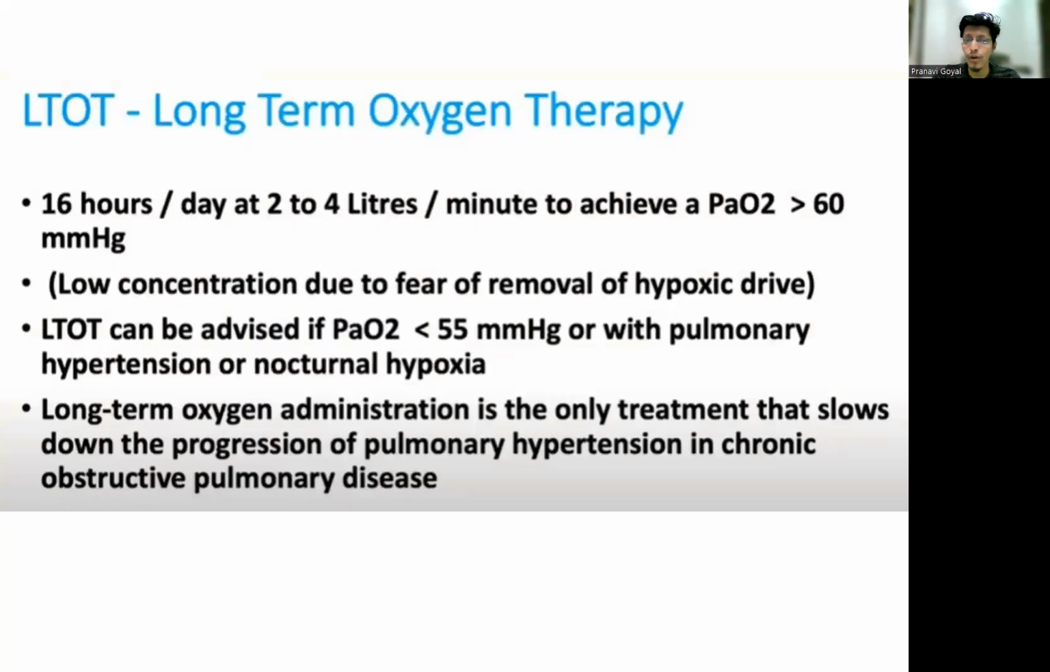Now, very important, long-term oxygen therapy. This has to be given to the patient to prevent the patient from going into pulmonary hypertension. 16 hours a day, 2 to 4 liters per minute of oxygen has to be given to achieve a PaO2 of more than 60 mm.